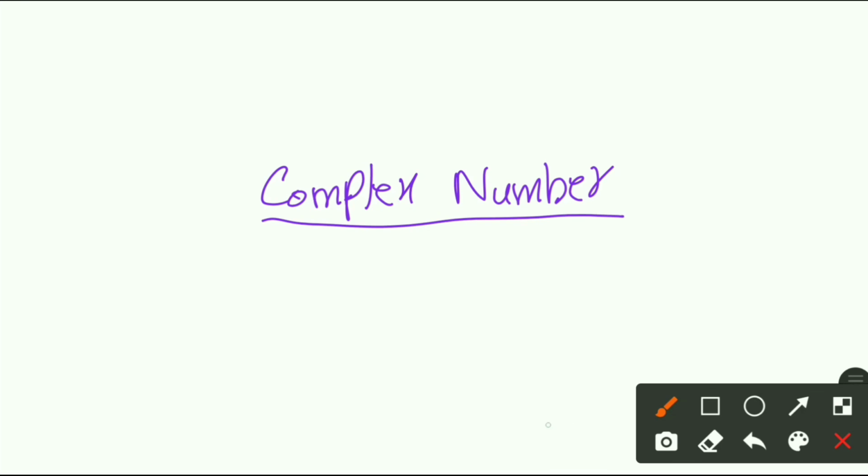So let's begin. Complex numbers. This is the topic that we're going to start, and it's a long topic. It has so many things to understand, but don't worry, it's a very interesting topic, and we'll cover this right now.